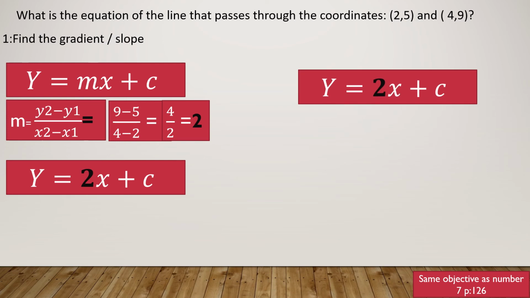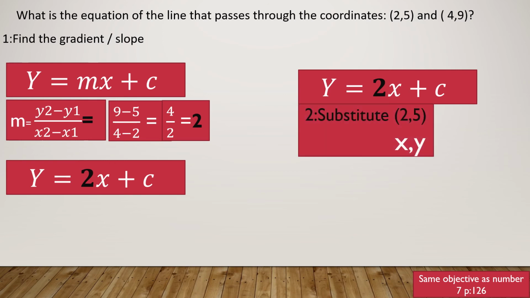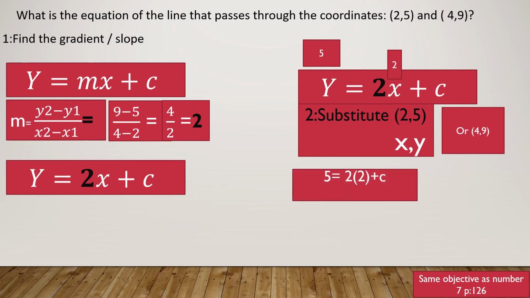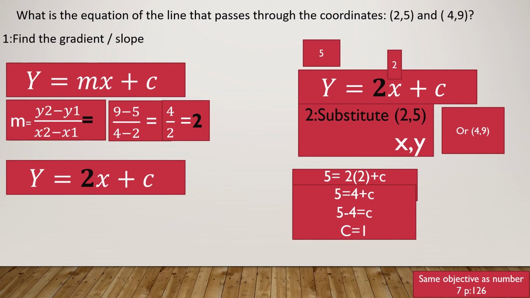I will choose the first point, so instead of y, you will put 5, and instead of x, you will put 2. And then you will solve for c. 5 is equal to 2 times 2, 4. And then you will subtract to get c is equal to 1. So the equation is y equals 2x plus 1.